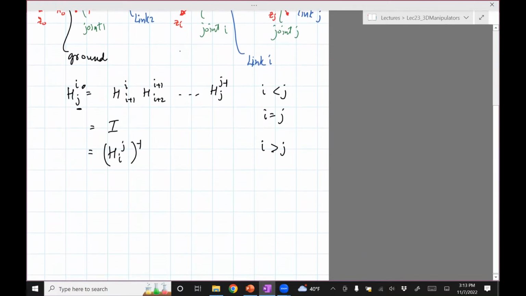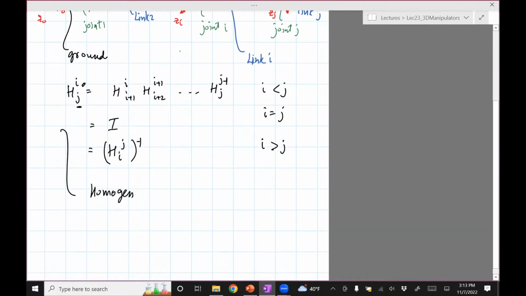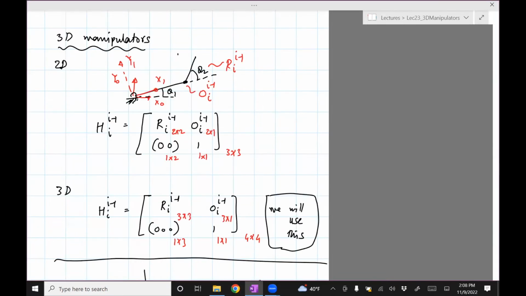This is the homogeneous matrix, which I wrote down earlier. It's a 4x4 matrix. And this is an identity. In 2D, we had this homogeneous matrix, which is a 3x3 matrix composed of R's and O's, where R is the rotation and then O is the origin. Right, and then we had used this to pretty much talk about 2D manipulators, double pendulum, and so on.